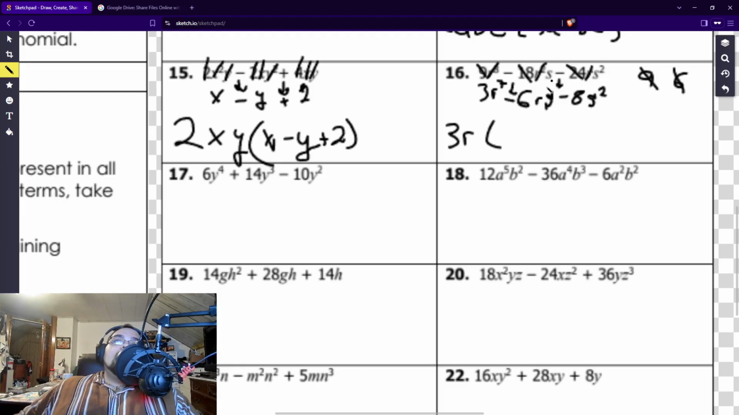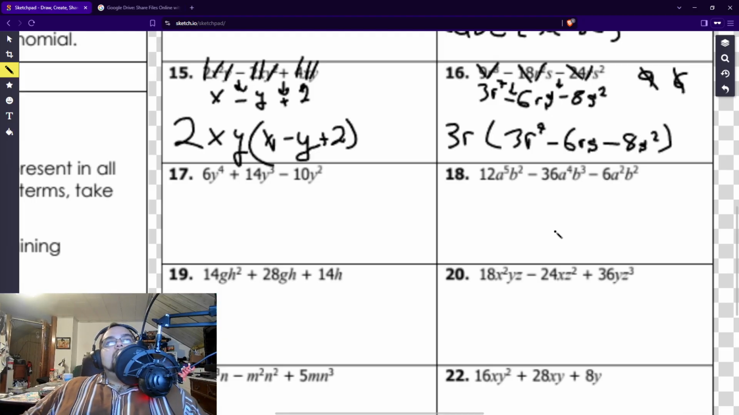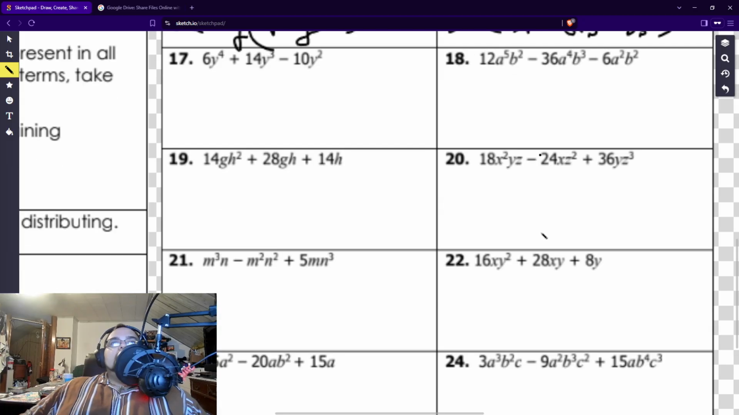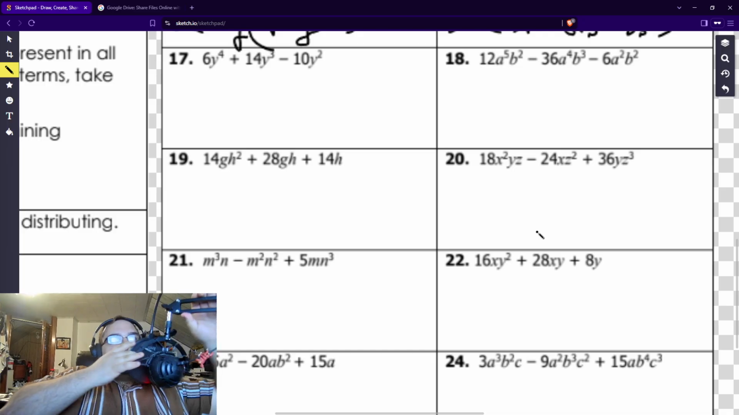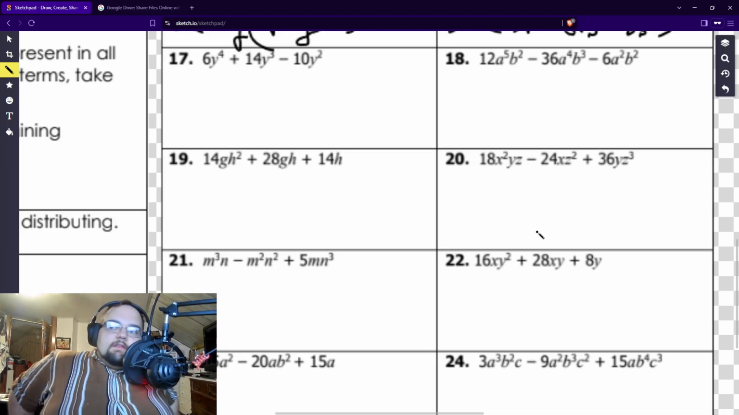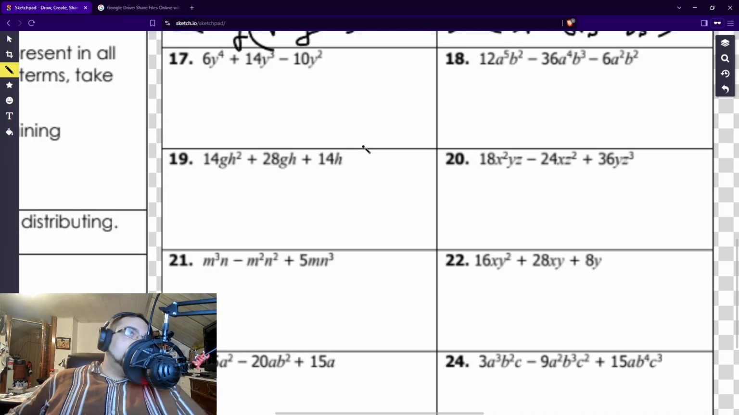Okay, now that I have that all settled, I'm going to bring this down. So I'm going to bring in 3r7 minus 6rs minus 8s squared. You dig that? I know, that was a complicated one. It was. But we handled it through tenacity and perseverance. All right, hit up the next one.